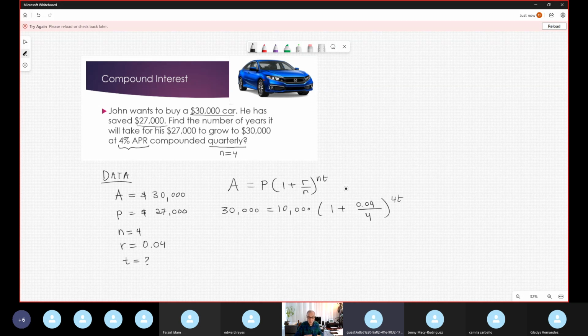Okay, so at this moment I can see clearly that our equation is an exponential equation, because the unknown is in the exponent, t. Okay, let me try to do my best. You divide 30,000 by 27,000. Basically, I move this division to the other side.